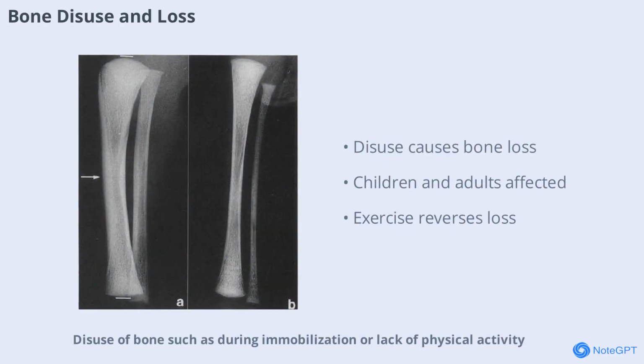Disuse of bone, such as during immobilization or lack of physical activity, leads to rapid bone loss. In children, lack of skeletal loading results in pencil-like low-density bones with mechanical defects. In adults, disuse causes bone loss mainly at the endosteal surface, increasing porosity and reducing strength. Fortunately, bone loss can be reversed by resuming activity, highlighting the importance of regular movement for skeletal health.